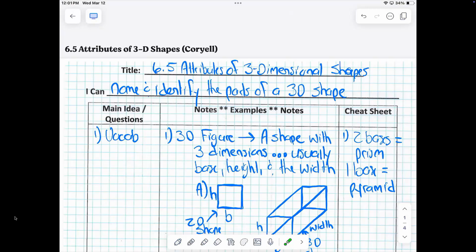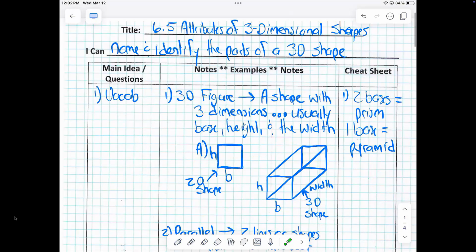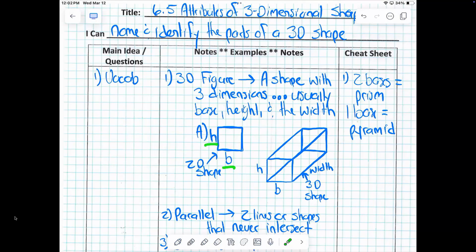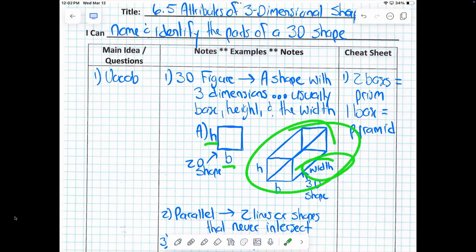Attributes of 3D shapes, 6.5. You ready? All right. If you have a 2D shape, it's going to be flat, right? It has literally 2 dimensions, right? What are they? Base and height. A 3D shape is going to have some width to it, or some depth to it, or some fatness to it, right? It has 3 dimensions, therefore it's called a 3D shape, yes? What are the dimensions again? Base, height, width. We good?